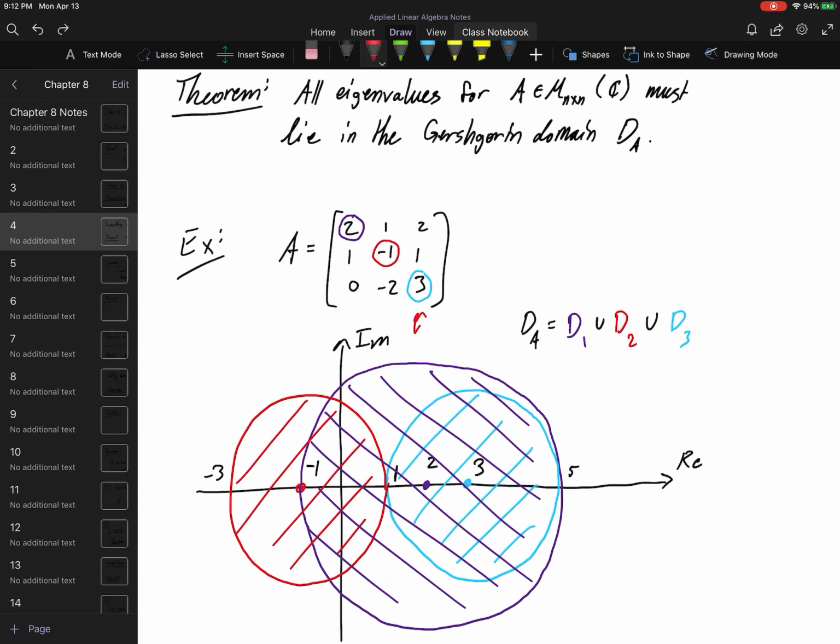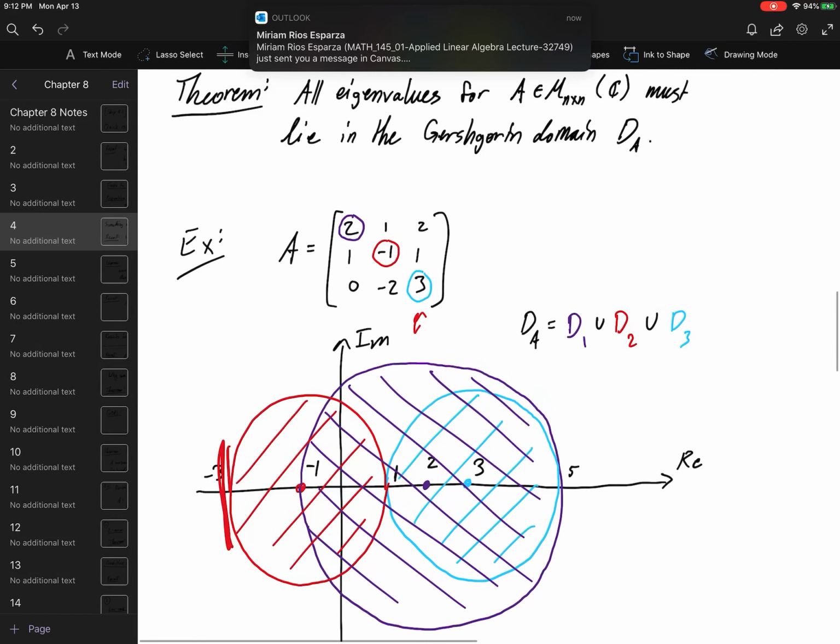But let's see. The Gershgorin domain, D sub A, is just going to be the union of all these guys. So if you turn your head sideways, it kind of looks like a two-snowball snowman, right? Because the blue disk is entirely contained inside the purple disk. So it's kind of like the snowman had a blue snowball snack, and it's just sitting there in his belly right now. But it does have a little red head on top.